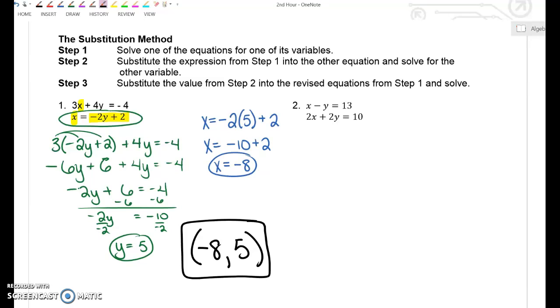So look at example 2, and you want to be strategically lazy. You don't want to do a ton of work that you don't have to do. So when I look at number 2, I think, if I just added y to both sides, I'd have x equals, and that's not a whole lot of work. So I'm going to add y to both sides to make this x equals y plus 13.